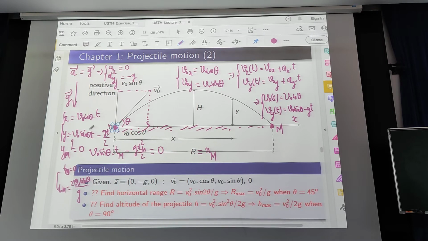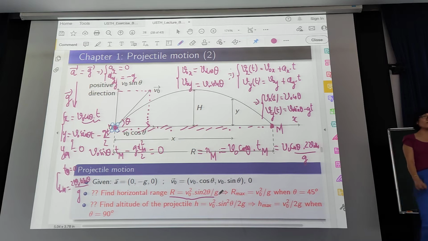So from here you plug into here to get the x at M, which is V0 cosine theta multiplied by t at M, and t at M is here. So the expression is V0 cos theta times 2 V0 sine theta divided by g. And then you get this result for the horizontal range. Okay? Clear? This is where you get the horizontal range.